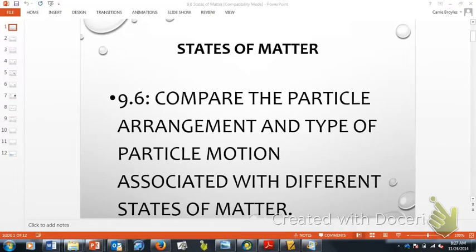Our next fun sheet, guys, is going to be on standard 9.6, and this standard says that we are going to compare the particle arrangement and type of particle motion associated with different states of matter. So there's a couple things that we need to know up front, and of course that first thing would be that of what state of matter means. So let's go ahead and type that out.